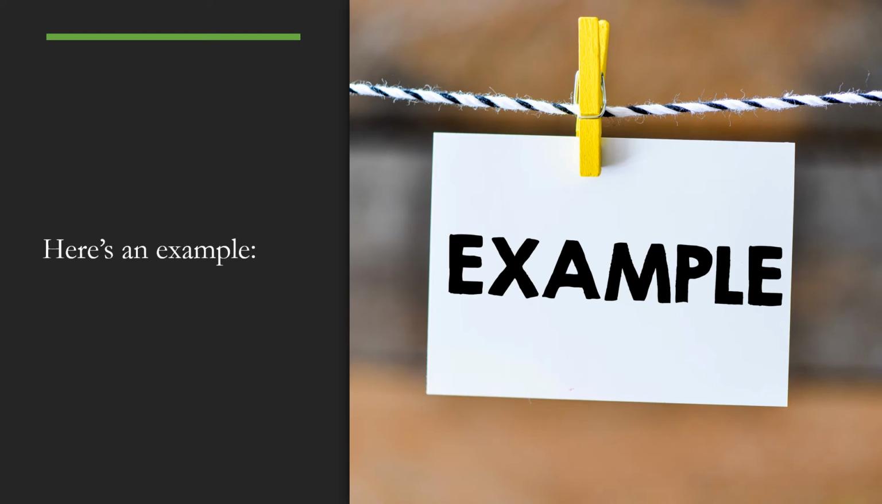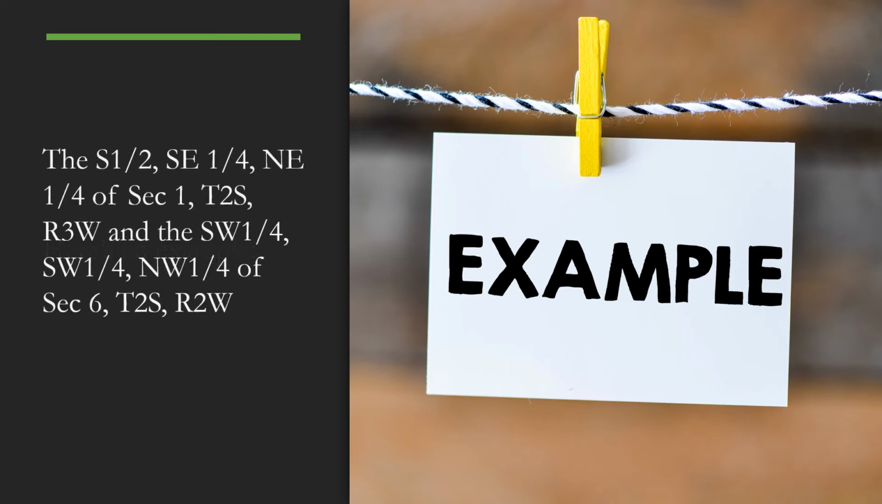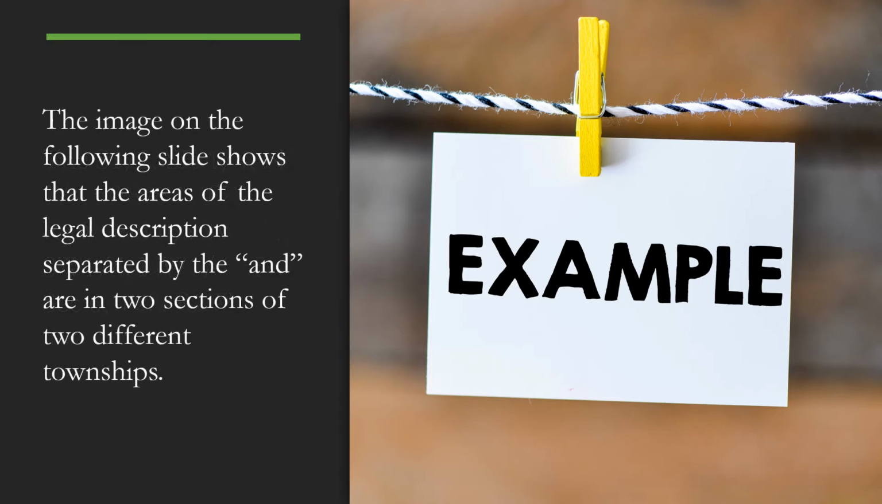Here's an example. The south one half of the southeast one quarter of the northeast one quarter of section 1 of Township 2 South, Range 3 West, and the southwest one quarter of the southwest one quarter of the northwest one quarter of section 6 of T2S R3W. The image on the following slide will show the areas of the legal description separated by the "and" are in two sections of two different townships.